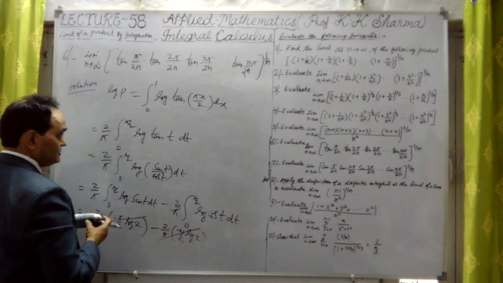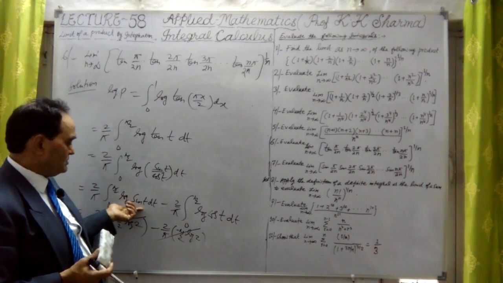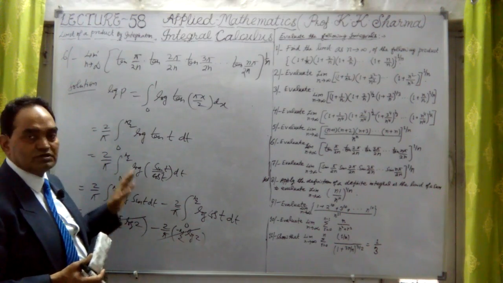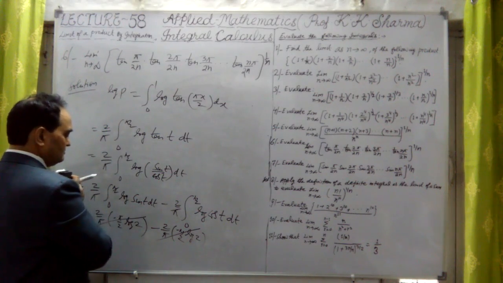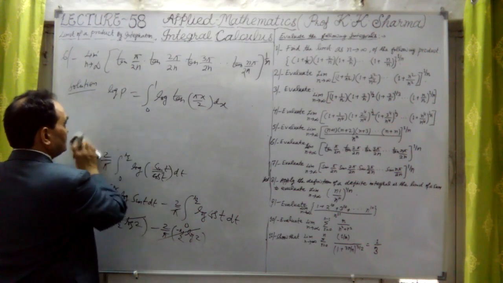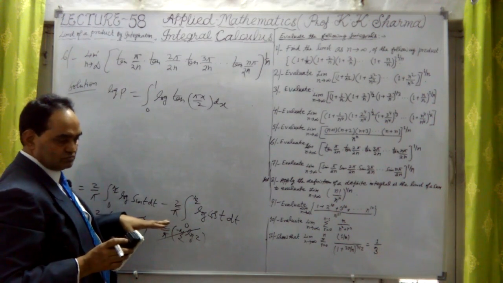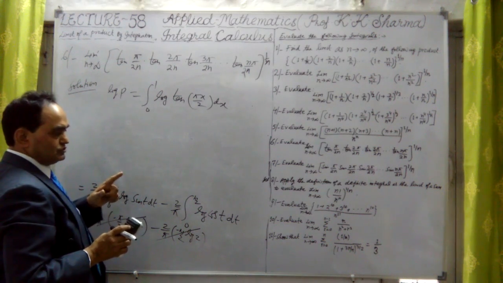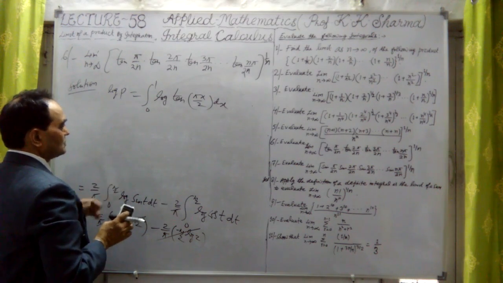But first let me check log sin t, which we have calculated in one of my previous lectures. What is log sin t when 0 to pi by 2 at definite integral? Let me find it separately. So log p equal to 0, or e raised to the power 0 is 1. So p equal to e raised to the power 0, that means 1. E raised to the power 0 is 1. P is equal to 1, the answer.